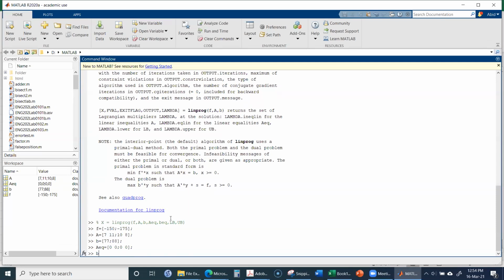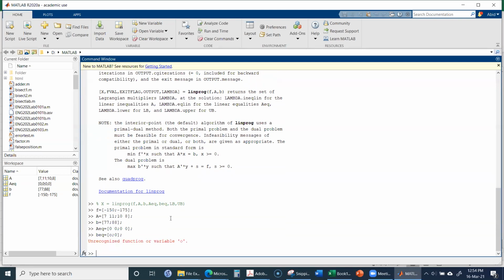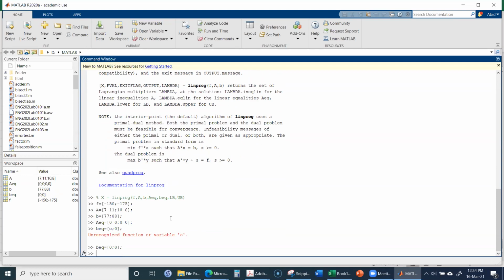And BEQ we will also take 0, 0, okay. You place the O, not 0. So we'll take 0, 0, okay. And then the lower and upper bound. So in this case, what is the lower and upper bound? These are related with the values of x1 and x2. So the lower bound is zero because we are not taking any negative values.